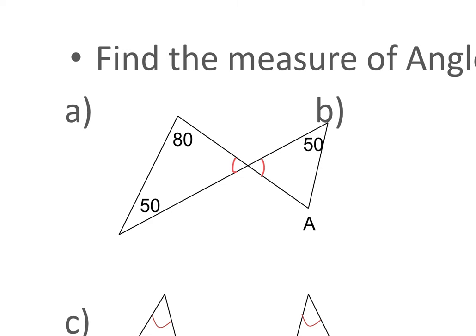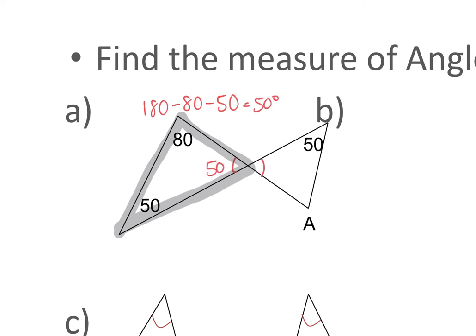Now, we can use the information in the triangle on the left to help us figure out that missing angle. We know the entire triangle has a measure of 180, and then we're going to subtract 80 from it and subtract 50 from it. That means our last angle has to be 100 minus 50, which is just 50 degrees. So this last angle is 50 degrees. That means the angle on the other side is also 50 degrees.